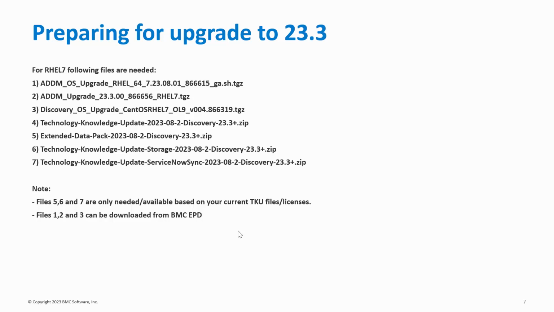If your operating system is Red Hat, then all the other files that you need are essentially the same. The only difference is the OSU upgrade that you need to perform has to be the Red Hat OSU upgrade, and then the ADDM upgrade 23.3 file needs to be Red Hat file. Once you have downloaded all the files and you have taken the backup of the Discovery appliance and the necessary backup of Proxy and the Outpost servers, you are ready for the upgrade.